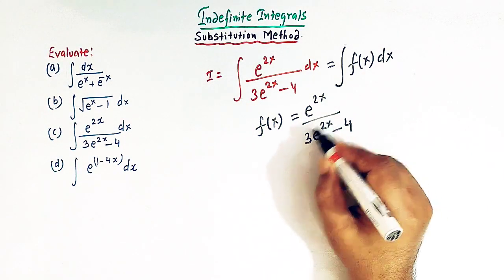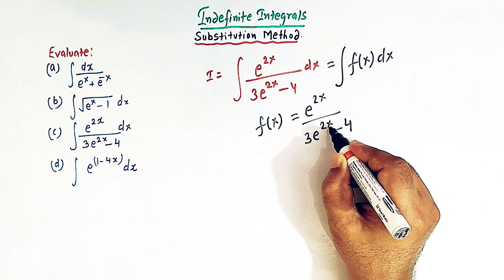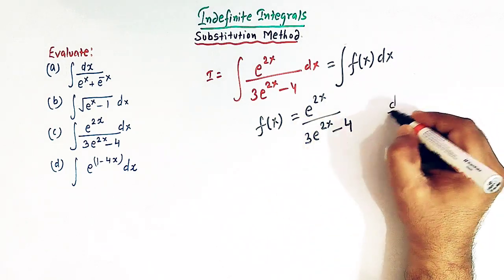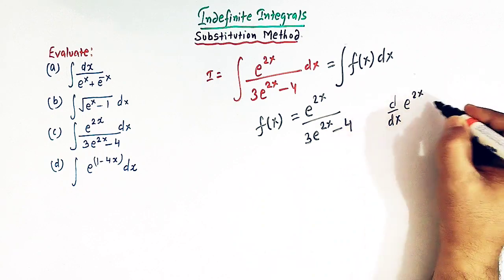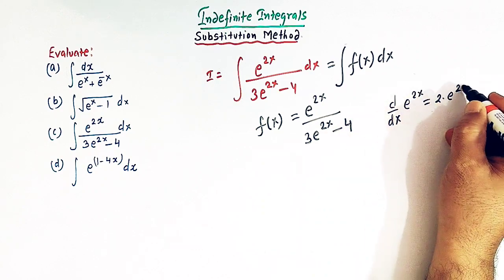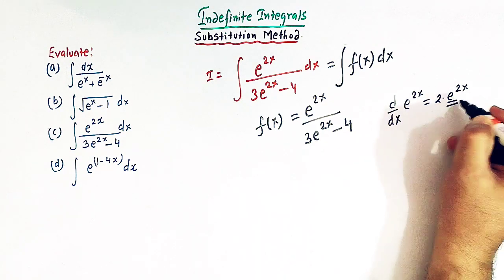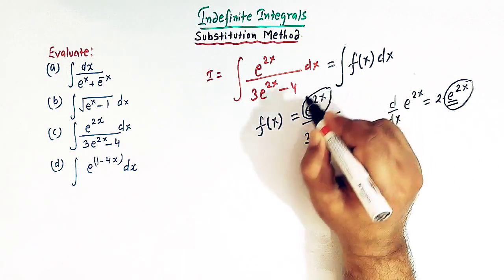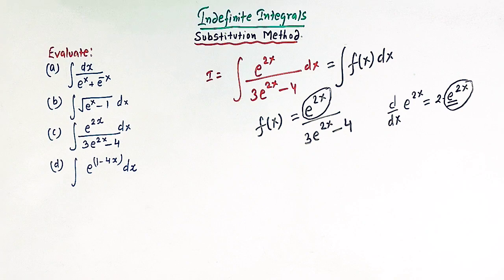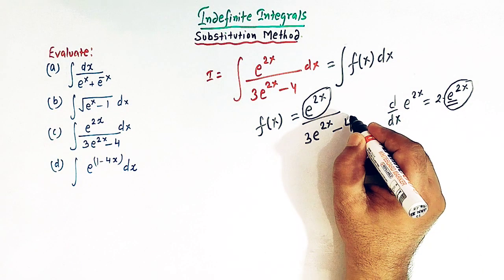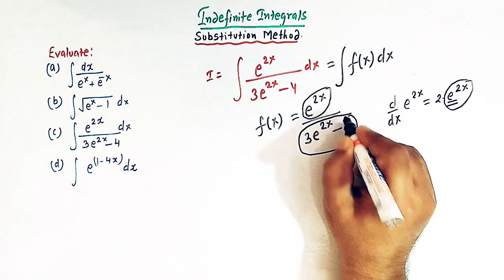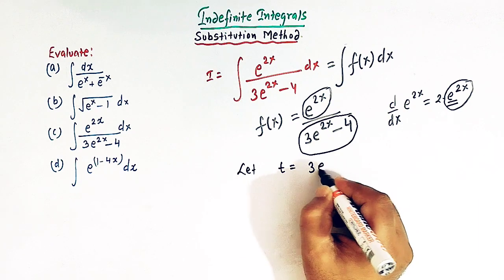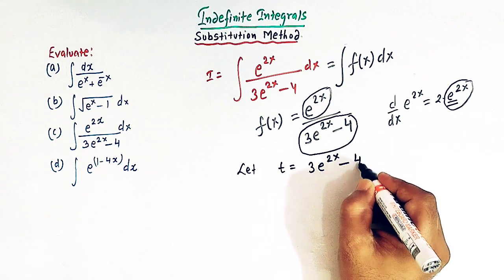Now here, the derivative of e raised to 2x exists in the numerator. We know that the derivative of e raised to 2x is 2 times e raised to 2x. So this factor, 2 e raised to 2x, appears in the numerator. So what we will do is take this entire denominator term as t. So we'll take t equal to 3 times e raised to 2x minus 4.